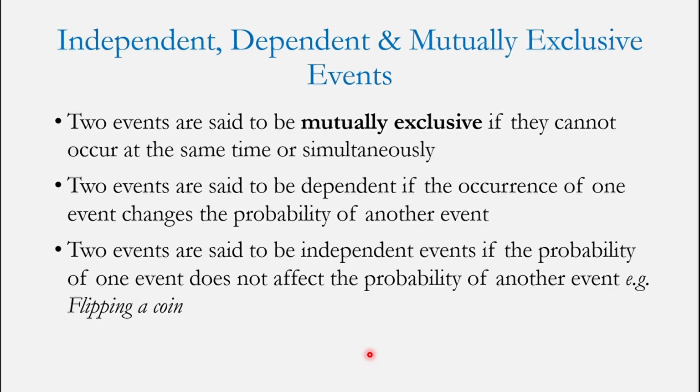Some terms also in respect to events: we have independent, dependent, and mutually exclusive events. We say two events are mutually exclusive if they cannot occur at the same time, or simultaneously. If the occurrence of one event affects the occurrence of another, we refer to them as dependent events. But if one event does not affect another, those events are independent events.